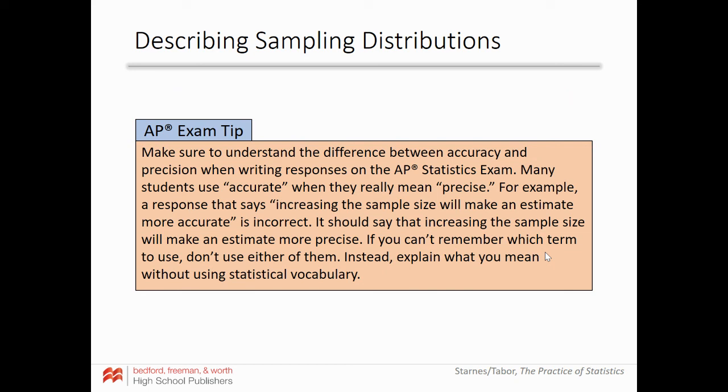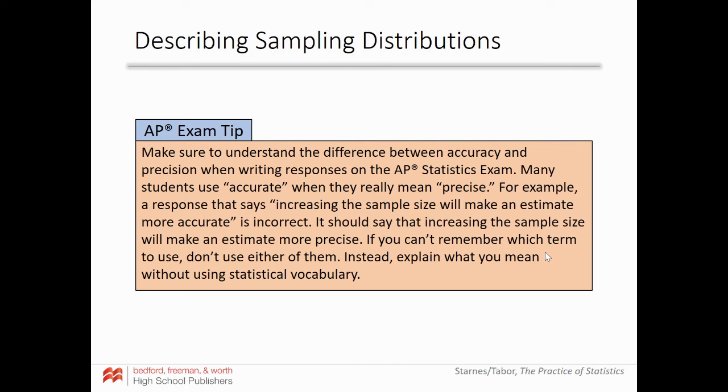So this is very important. Make sure to understand the difference between accuracy and precision. Accurate means you are close to the true value. Precise means there's not a lot of variability. Make sure you know the difference when writing responses on an AP statistics exam. Many students use accurate when they really mean precise. For example, a response that says increasing the sample size will make an estimator more accurate is incorrect. It should say that increasing the sample size will make an estimator more precise because it lowers variability.